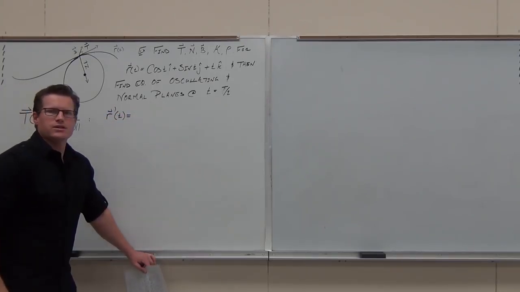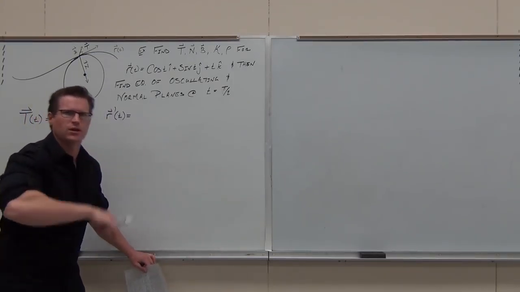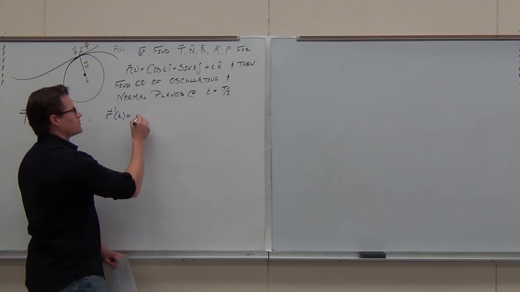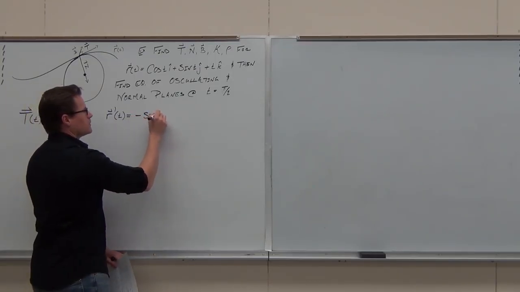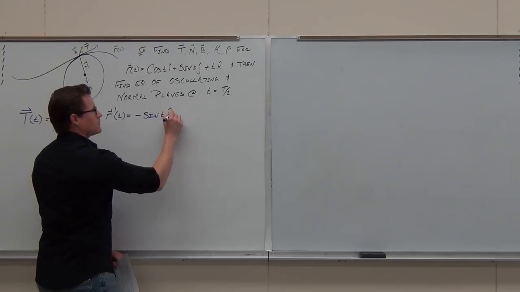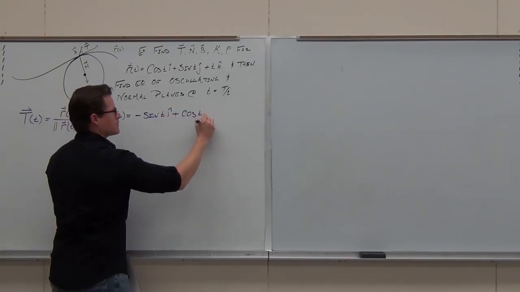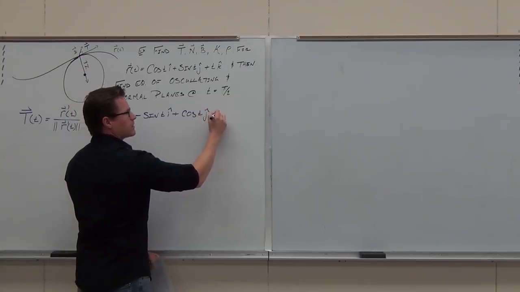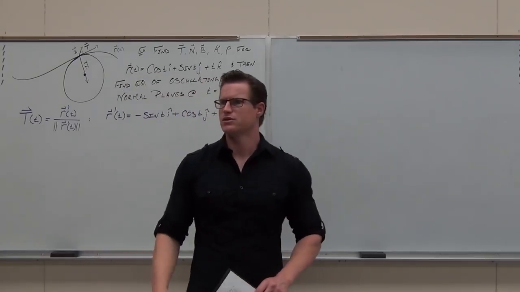Hey, right-siders, this is probably the easiest part. What's the derivative of the vector function that we're talking about? To get the tangent vector, what's the tangent vector here? Negative sine. You said plus? Yes. Okay. And then what? Perfect.